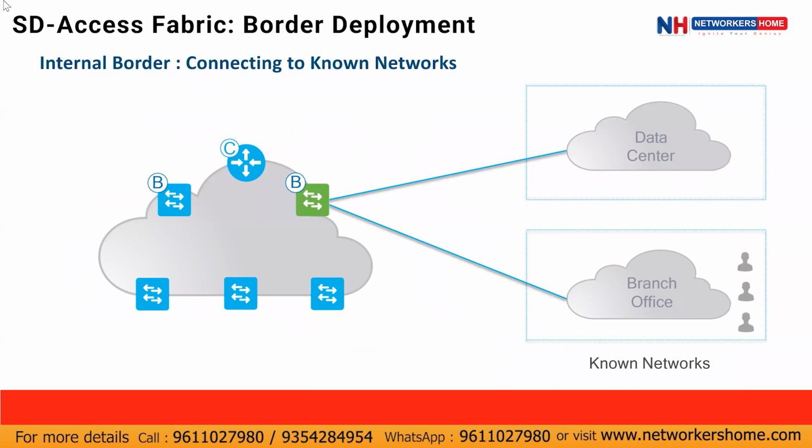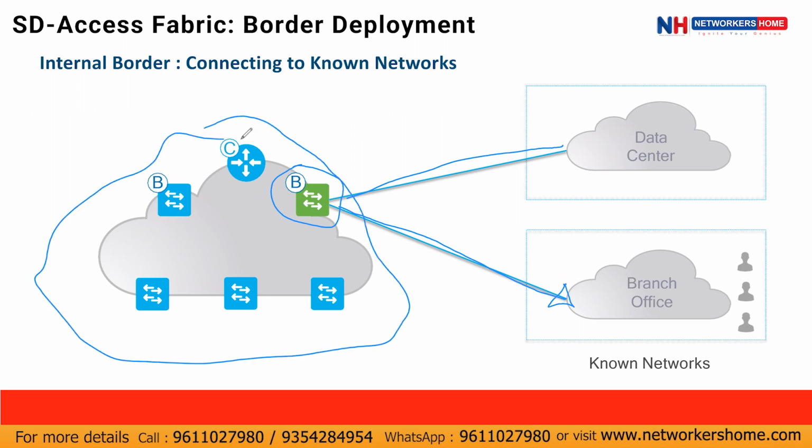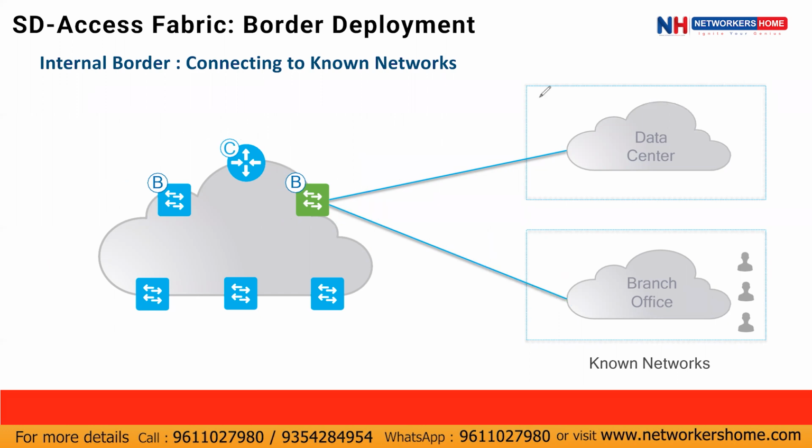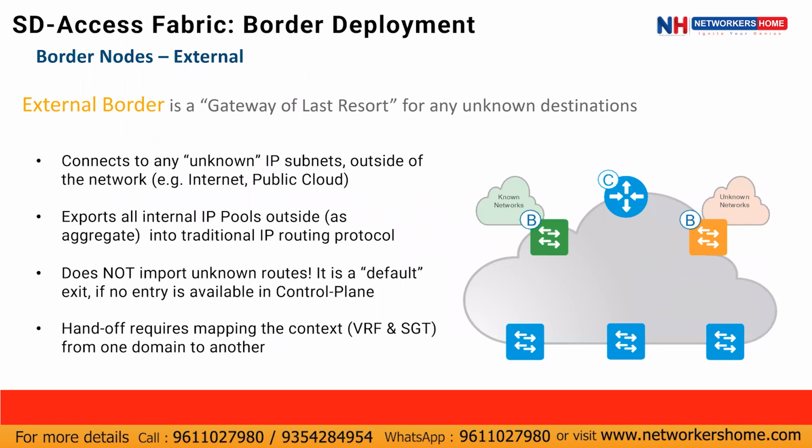So if you see, the internal network is connected now. If this is an internal border, it is connecting the data center or a branch office with this specific site. So this is the internal border connecting the known networks, because the data center and branch office are known networks. It's internal to the organization. External border, also known as gateway of last resort, is for any unknown destinations.